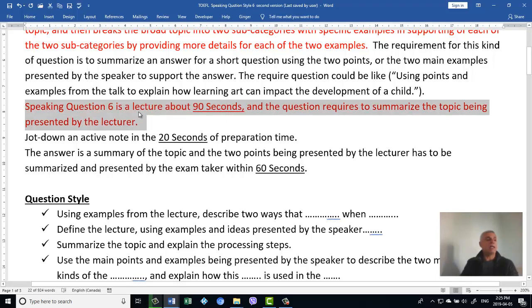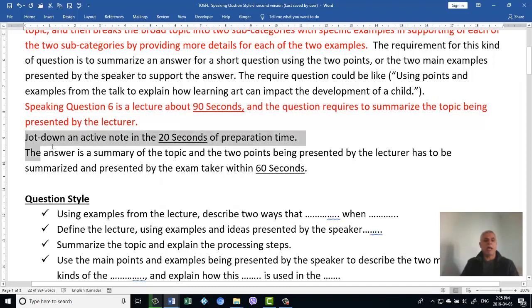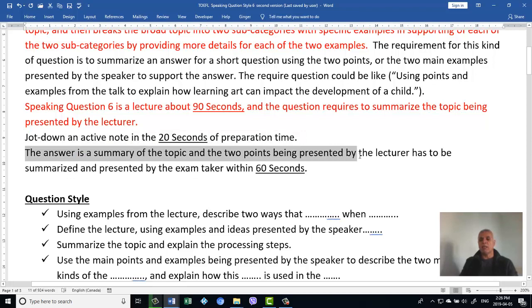In the 90 seconds, jot down active notes, and use the 20 seconds of preparation time. The answer is a summary of the topic, and the two points being presented by the lecturer have to be summarized and presented by the exam takers within 60 seconds.